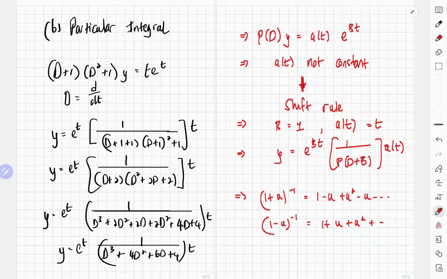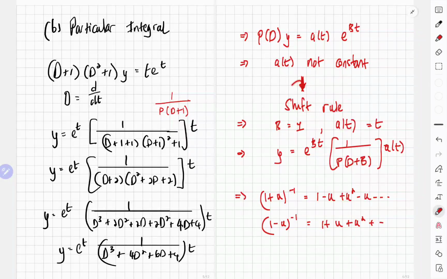What I'm going to do now, since I'm doing the shift rule, I have e to the beta t. Now I'm going to do 1 over D plus beta. But what do I have in my case in the numerator? I will have 1 over D plus 1. Why D plus 1? Since my beta is 1.